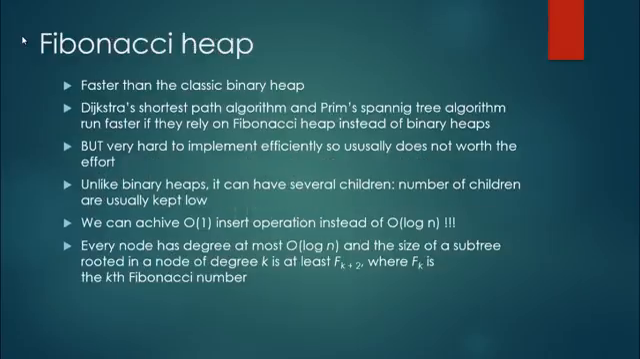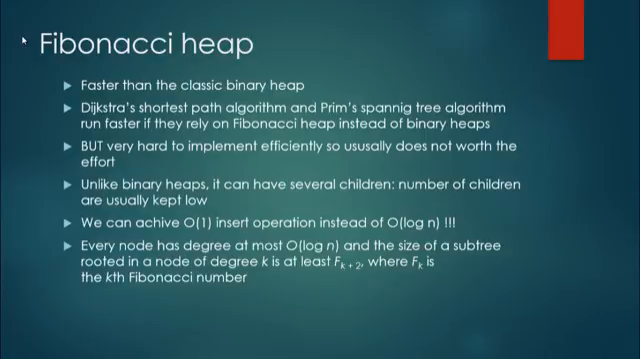And the Fibonacci heap is faster than the classic binary heap. Dijkstra's shortest path algorithm and Prim's spanning tree algorithm run faster if they rely on a Fibonacci heap instead of binary heaps. But it's very hard to implement efficiently, so usually it's not worth the effort. Unlike binary heaps, it can have several children. The number of children is usually kept low. So in a binary heap, each parent node has a left and a right child. But in a Fibonacci heap, it can have several children. So we can achieve O(1), so constant time complexity insertion operation, instead of the logarithmic time. So it will be faster than our binary heap.